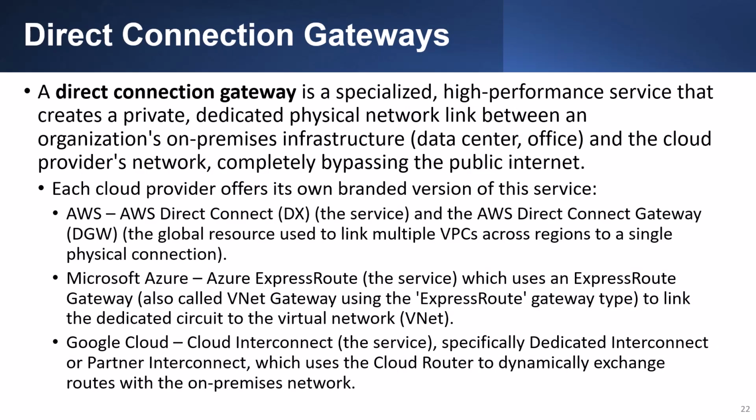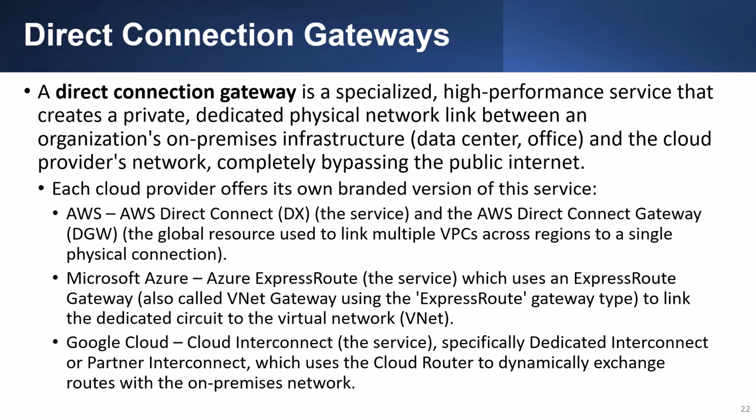A Direct Connection Gateway is a specialized, high-performance service that creates a private, dedicated physical network link between an organization's on-premises infrastructure, such as data centers and offices, and the cloud provider's network, completely bypassing the public internet. Each cloud provider offers its own branded version of this service. AWS has the AWS Direct Connect and the AWS Direct Connect Gateway, which is the global resource used to link multiple VPCs across regions to a single physical connection.